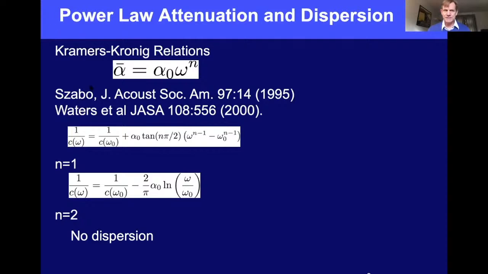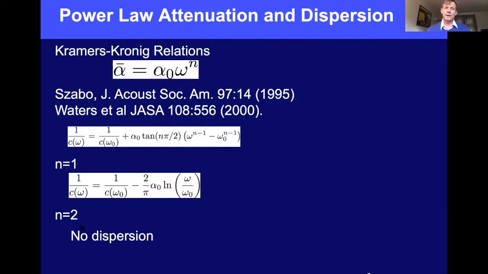There are 2 papers in here where this has been shown for this power law form of attenuation. You can then calculate what the sound speed is. In general, for n not equal to 1, the expression takes this form here. For the special case when n equals 1, the sound speed as a function of frequency takes this form here. And for the case when n equals 2, it turns out that there's no dispersion.